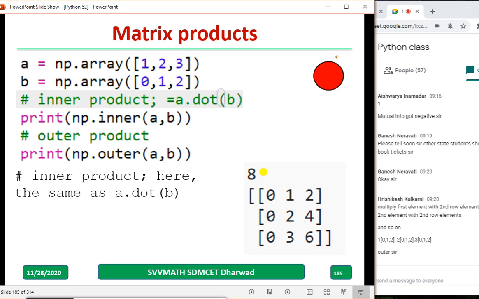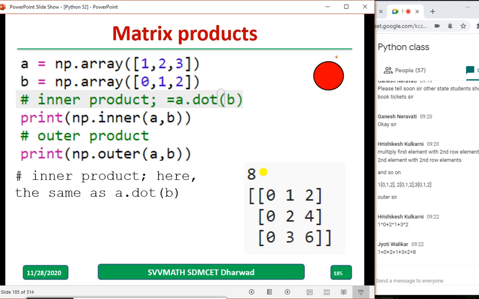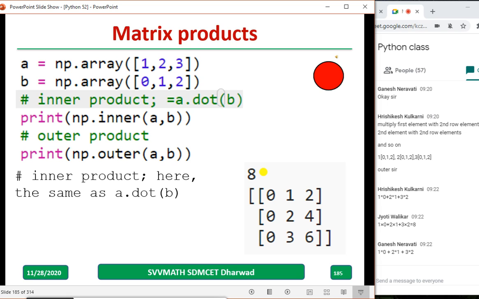First 1, 2, 3 you can take as first, 0, 1 as second, and multiply. Okay, 0 into 1, 1 into 0, 2 into, yes. Hrishikesh has typed the answer. Jyoti has also typed equal to 8. Thank you Ganesh and Hrishikesh.